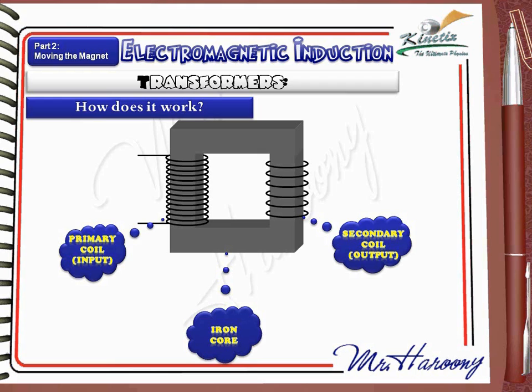The primary coil is connected to an AC power supply. The output is connected to the consuming parts of the circuit. In our case, it's connected to the bulb.